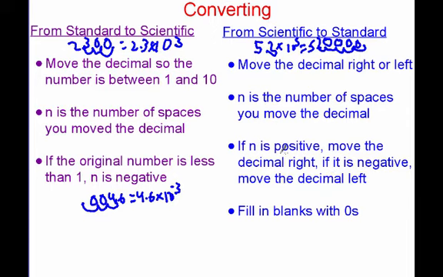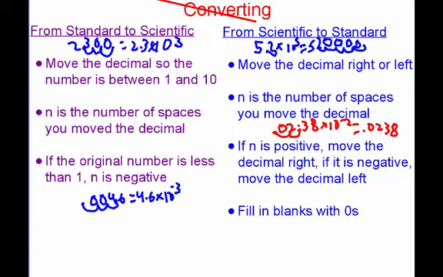All right, now if n was negative, for example, what if I gave you 2.38 times 10 to the negative 2? I'm going to move to the left 1, 2 places, and then fill in my blank with 0 again, so I get 0.0238.